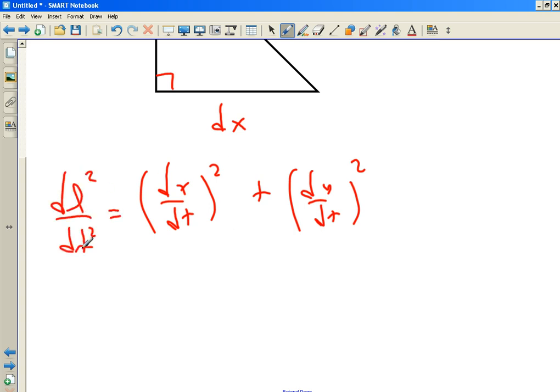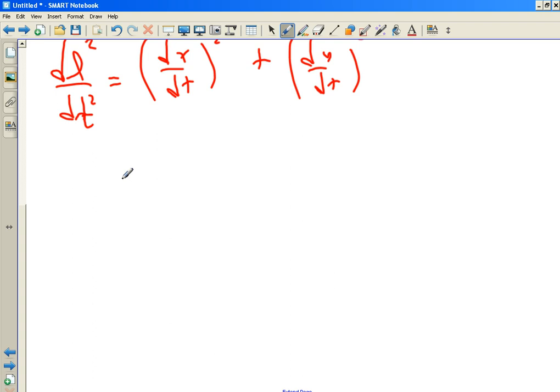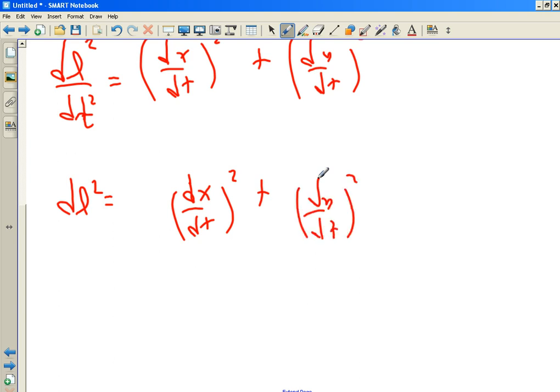Now think variable separable. I'm trying to get L alone. What are you going to move around before I can integrate? The dt's, right? So let's write dl squared is basically x prime squared plus y prime squared, all times dt. All of it. Now, what else can you do to get L alone? Square root.